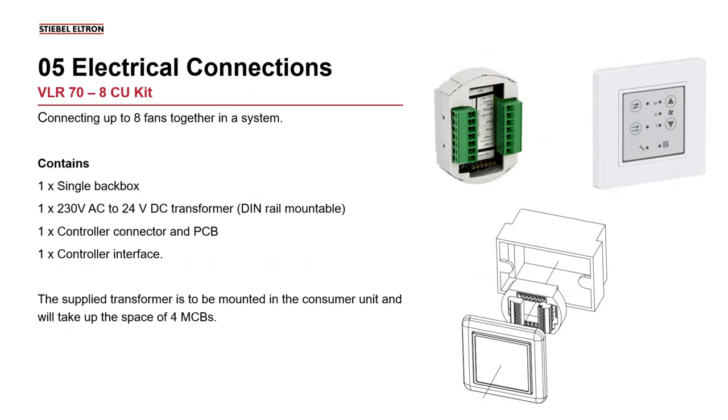Final kit is for 8 VLR 70L Trend EU fan units. Very similar to our 4 fan kit, we have a single back box, controls interface, and a 230V AC to 24V DC transformer, which must be mounted on a DIN rail and may take up the space of up to 4 MCBs.